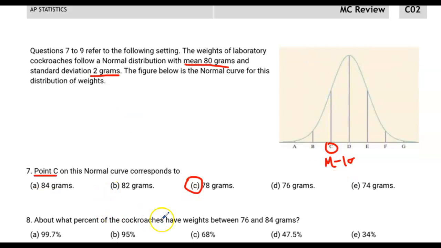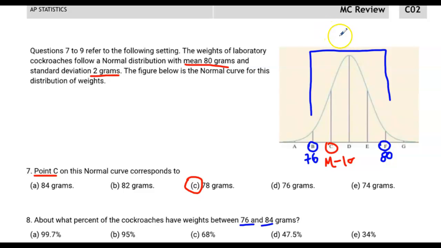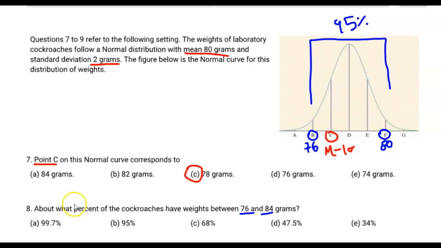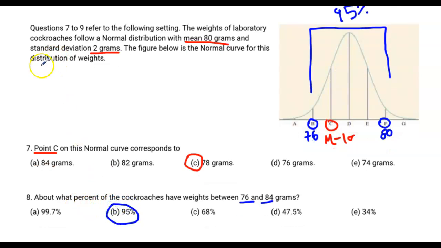The next question asks what percent of the cockroaches have weights between 76 and 84 grams. I know that the mean here is 80, so this is 78, which means one standard deviation below. This one is 76, so we'll label this as 76. And it's looking for 84, which is 4 above 80. This is 80. It turns out that we know something about 2 standard deviations below and 2 standard deviations above. According to the so-called empirical rule, 95% of our data should be within 2 standard deviations of the mean, 2 standard deviations below and 2 standard deviations above. So we should be looking at 95% of those cockroaches.